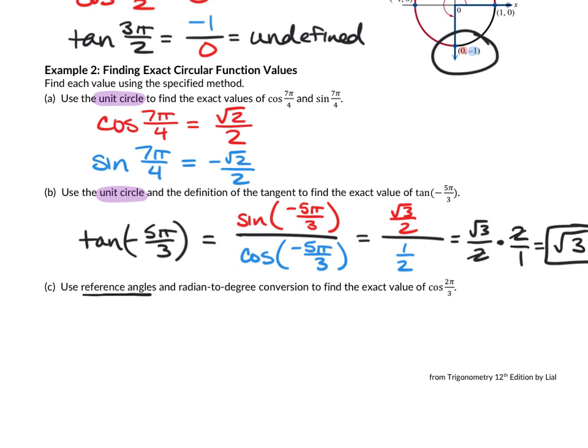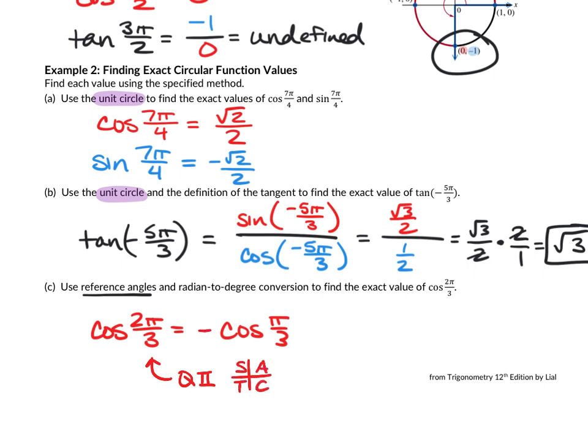So if I was finding the cosine of 2 pi over 3, it would be similar to cosine of pi over 3. How do I know that? Because the reference angle for 2 pi over 3 is pi over 3. Here's your hint, pi over 3, pi over 3. My problem is I need to know if this needs to be positive or negative. What quadrant is 2 pi over 3 located in? This is in quadrant 2. In quadrant 2, is cosine going to be positive or negative? Negative. So I actually want to find the negative version of that.